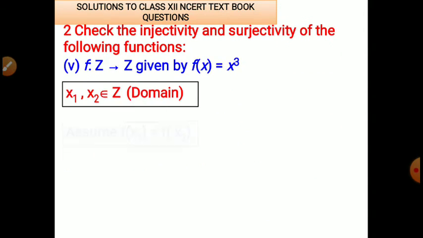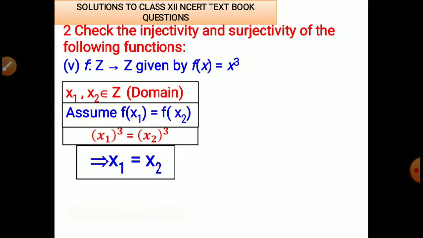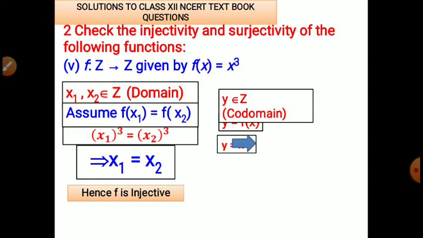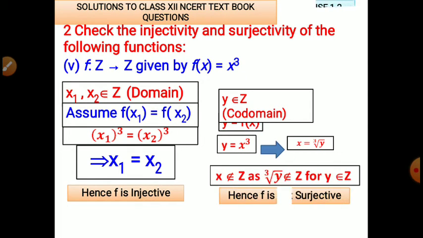Next one is integers. In the case of the integers, whenever there is a square, x1 may not be equal to x2, but as the cube is there, we are going to get x1 equal to x2. So therefore it is an injective function. And it is not an onto function, not surjective.